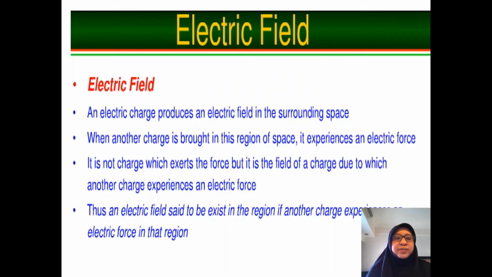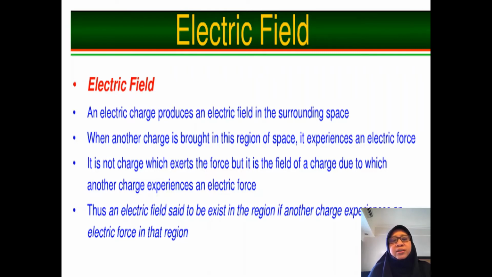Hi everyone. So what are we going to discuss today? Today we are going to discuss electric field. So what is electric field? An electric charge produces an electric field in the surrounding space. So when another charge is brought into this region of space, it experiences an electric force.